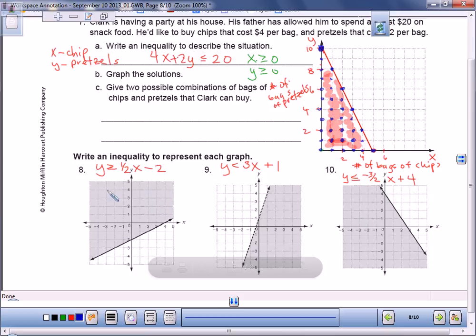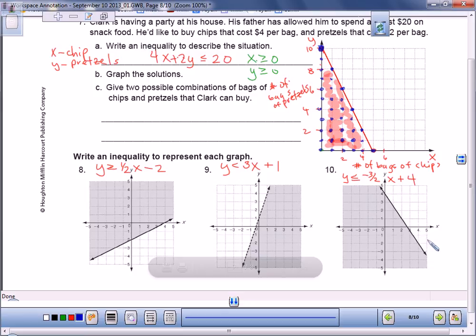Can you write an equation given a graph? Because I chose to write all of these equations in slope-intercept form, I can go with that kind of shortcut idea, that if it's shaded above, it is greater than. If it's shaded below, it is less than. Because that only works in slope-intercept form, and I chose to write my equations in slope-intercept form. That's the easiest way for me to write an equation. Any questions about 8, 9, or 10?